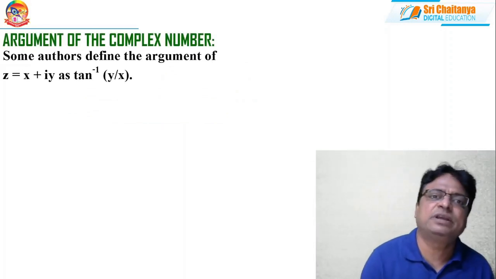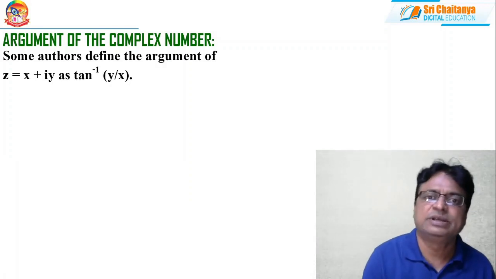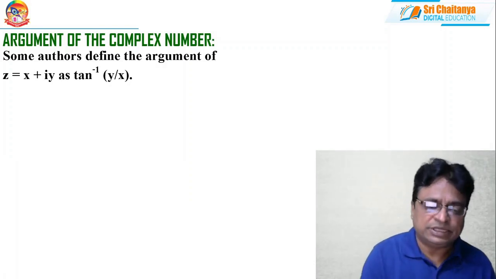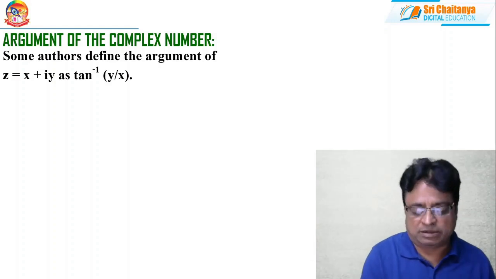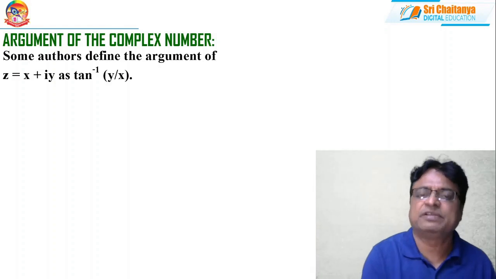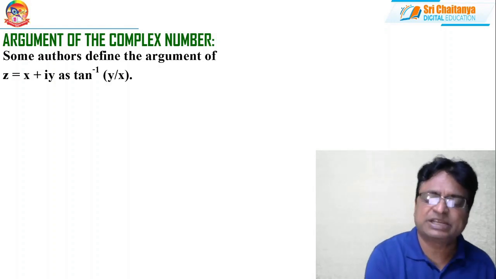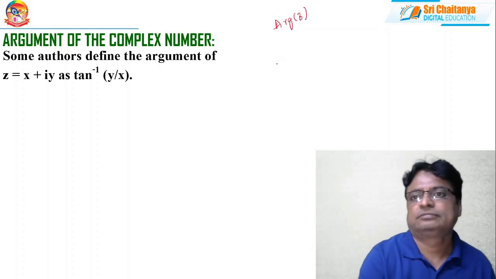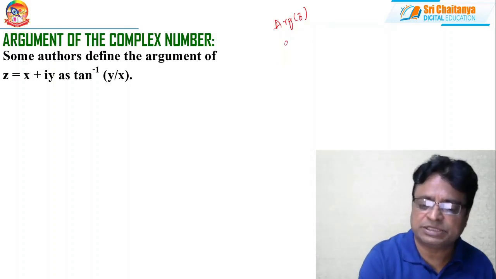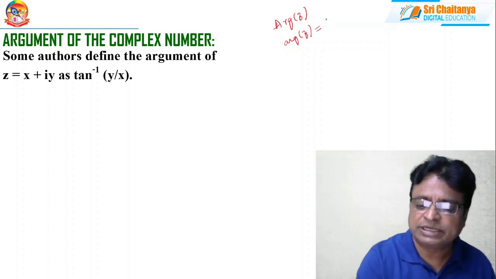Actually, the majority of authors in some of the textbooks, as I have observed, simply define the argument this way: z is equal to x plus iy, then the argument of z is denoted arg z. And they define this as tan inverse y by x.